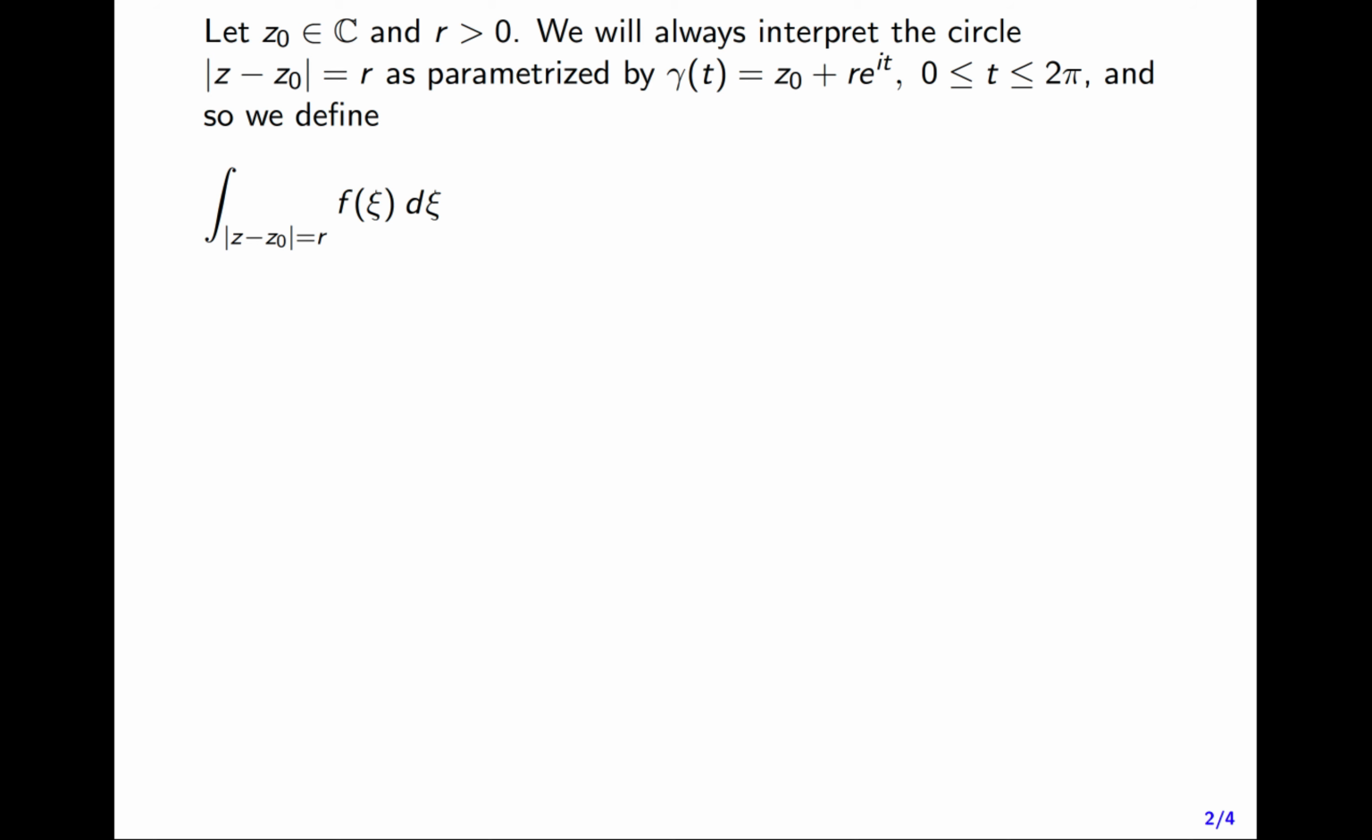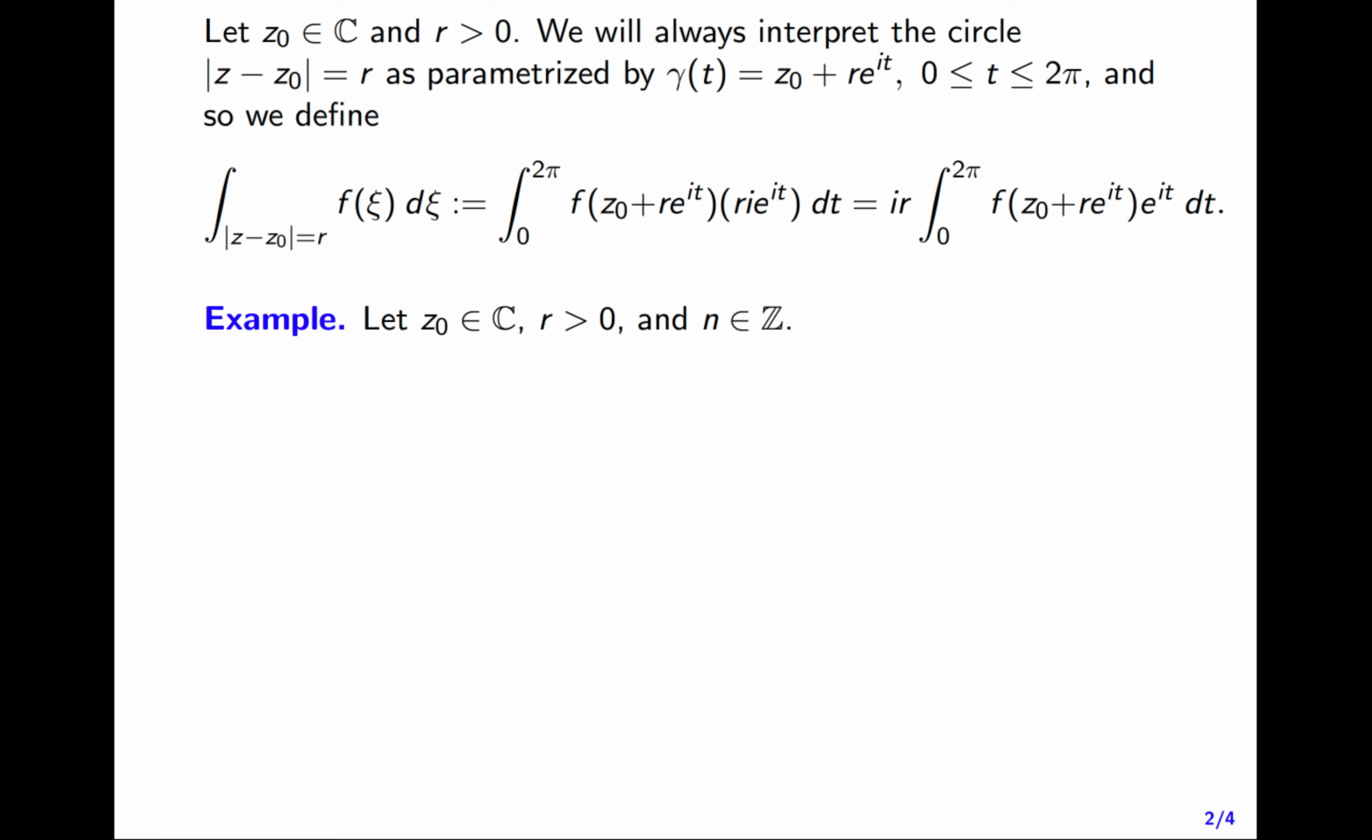And so we will define the symbol integral over the curve modulus of z minus z0 equals r of f. This symbol for us means the integral from 0 to 2 pi of f of z0 plus r e to the it times ri e to the it, or if you prefer, ir times the integral from 0 to 2 pi of f of z0 plus r e to the it times e to the it. We will integrate over circles very often in our treatment of complex analysis, and when we do, we're always assuming that the circle is parametrized in this counterclockwise manner.